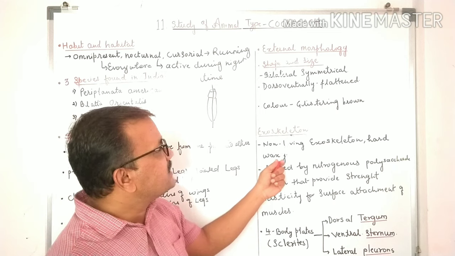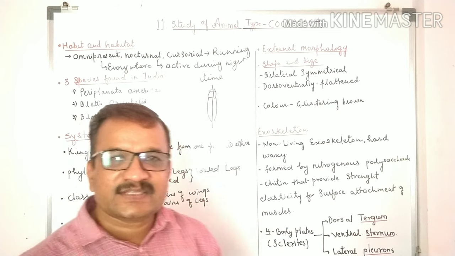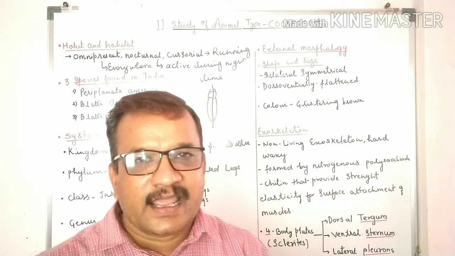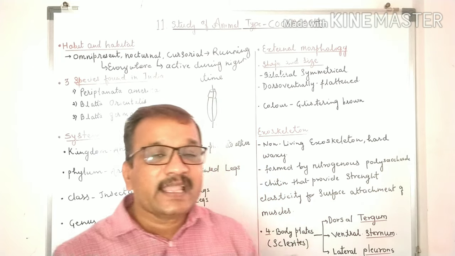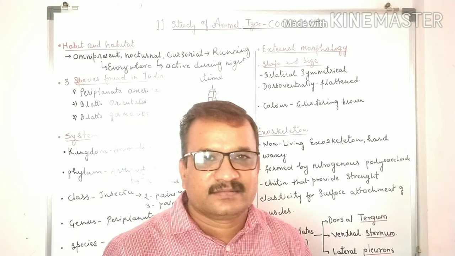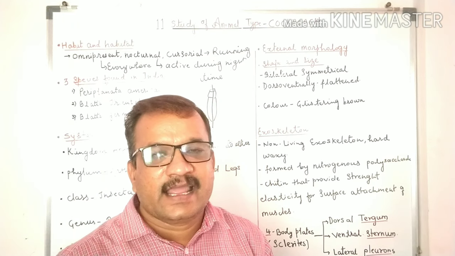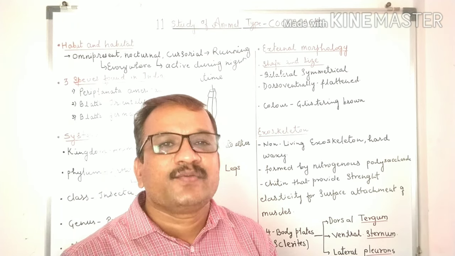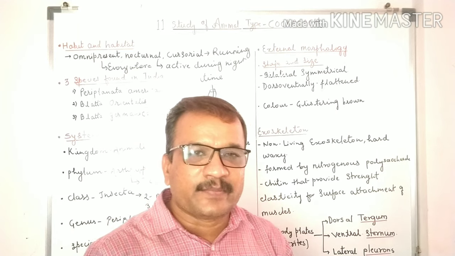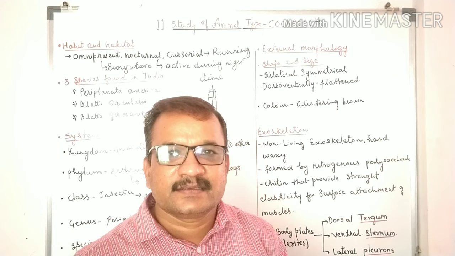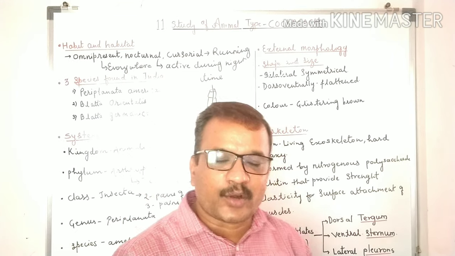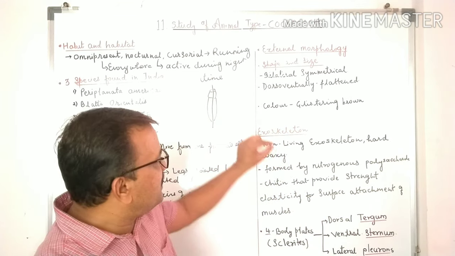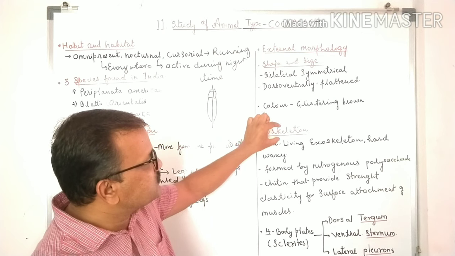Next point is what? Exoskeleton. Exoskeleton means what? There are two types of skeleton: exoskeleton and endoskeleton. Exo means outer, the outer skeleton. And endoskeleton means the skeleton which is present inside the body. For example, in human beings, bones are present. They are called the endoskeleton of our body. So from here, we are only going to see the exoskeleton.